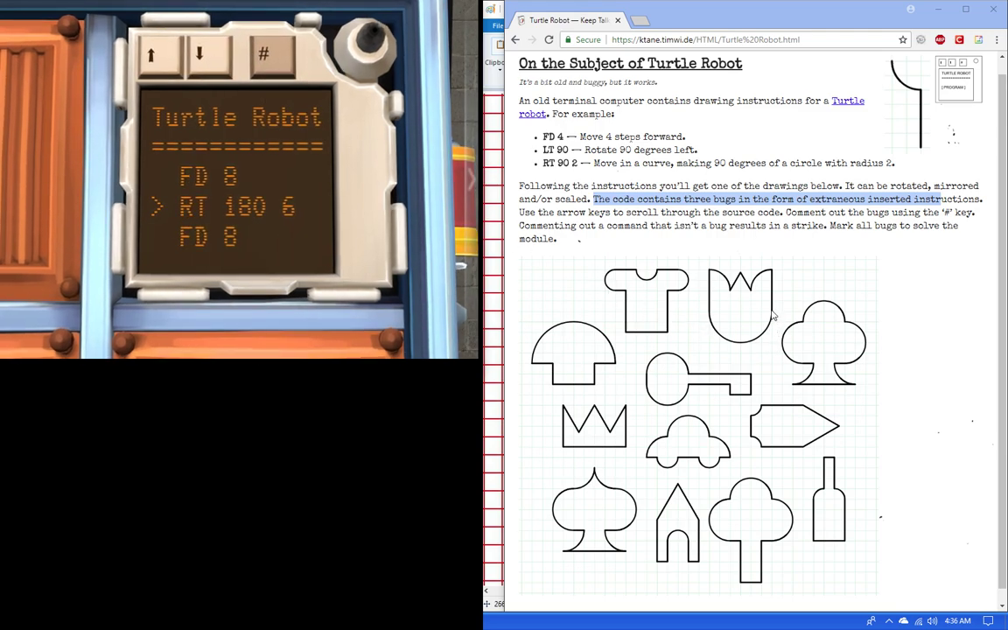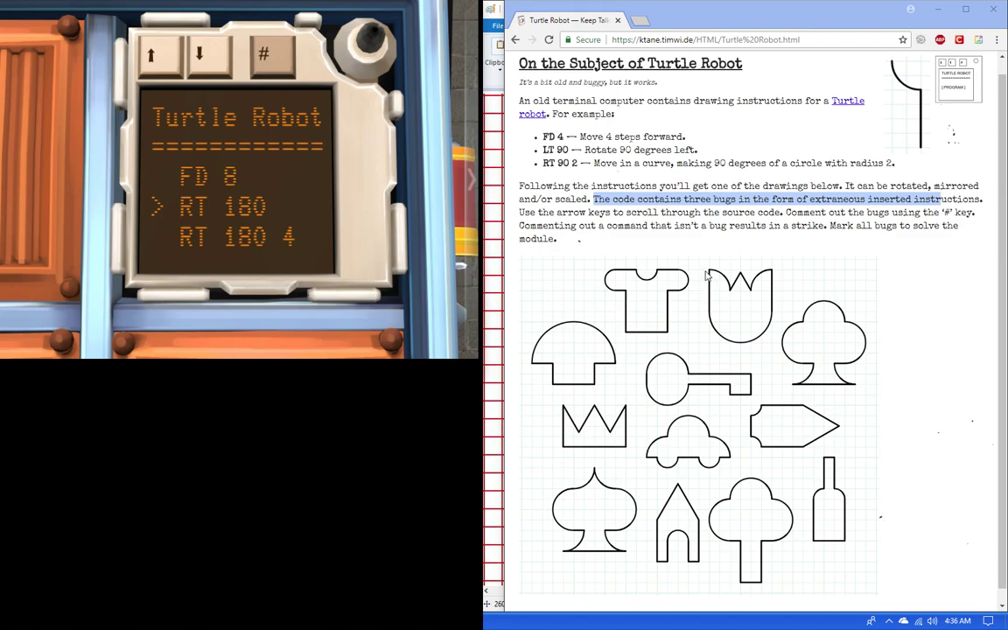Then RT 180 with a radius of 3. And if I'm looking like this, yes, this will give us clockwise motion. So we're going down to the up position. So now we're right around here. We're going to go up 4, which is good. Then RT 180.